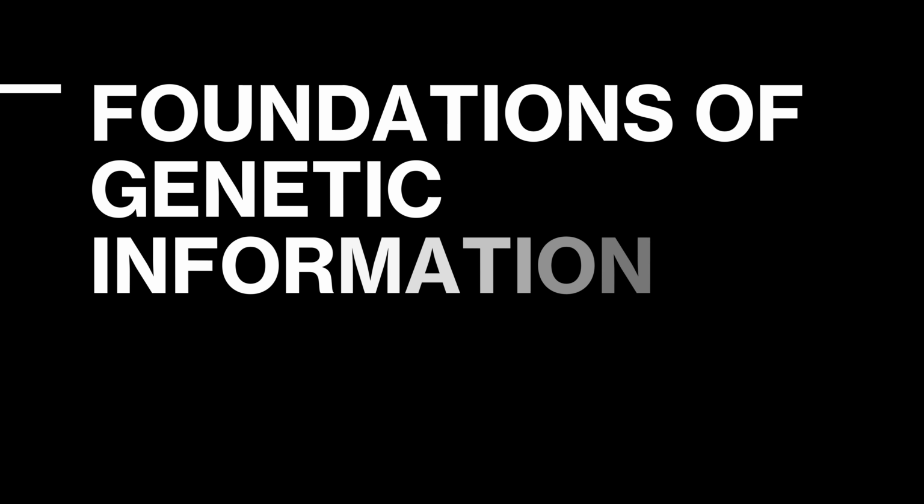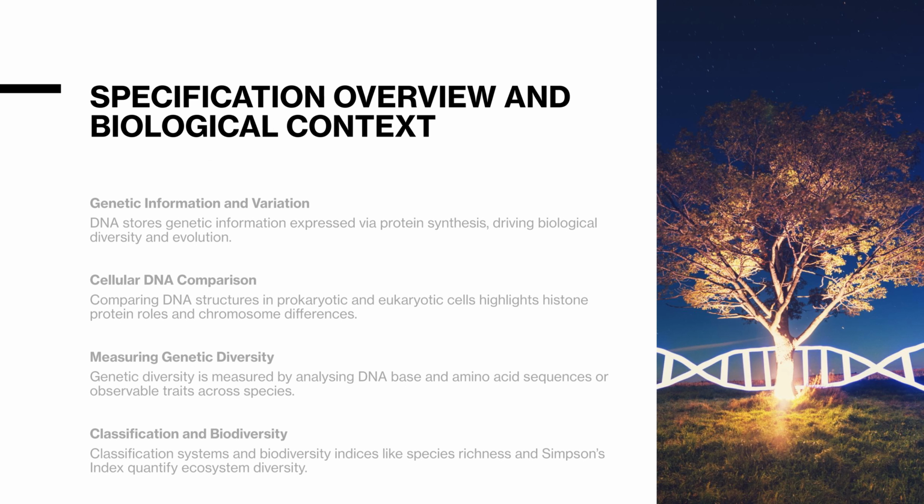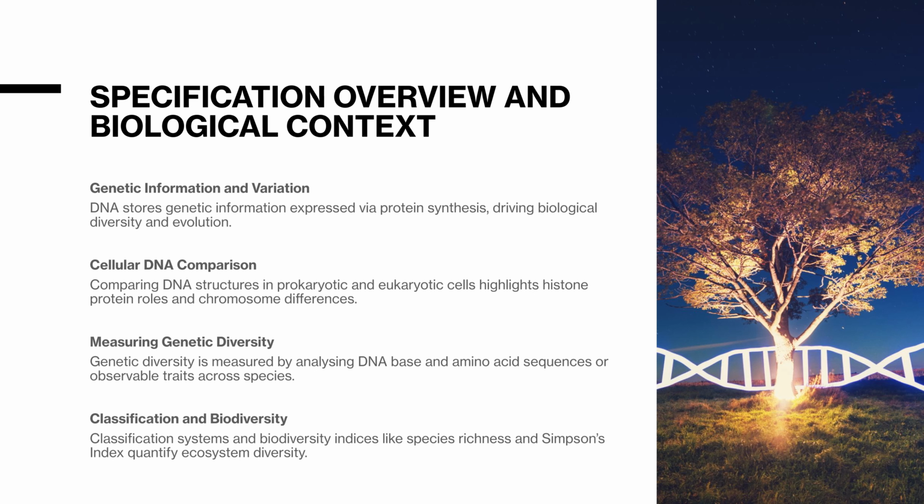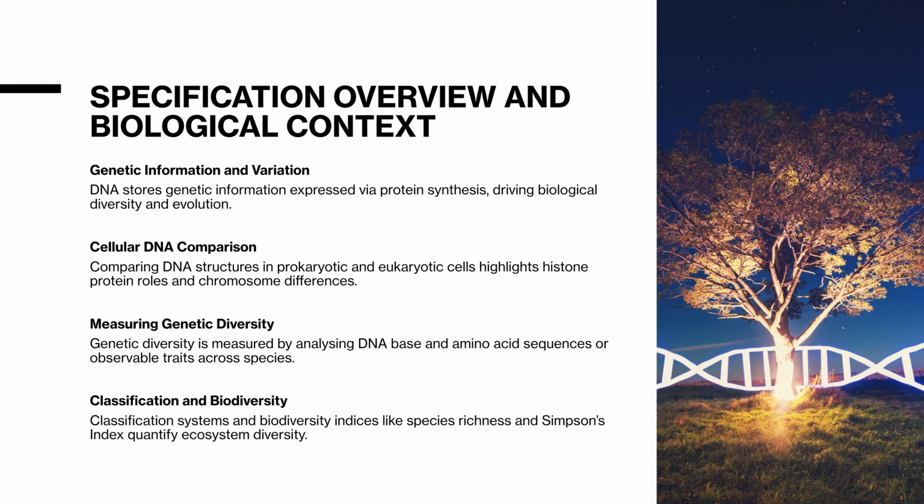Specification overview and biological context. The central idea is that biological diversity arises from genetic differences, both within and between species, and that these differences are shaped by processes such as mutation, meiosis, fertilization, and natural selection. Students must understand how DNA stores genetic information, how that information is expressed through protein synthesis, and how variation provides the raw material for evolution.